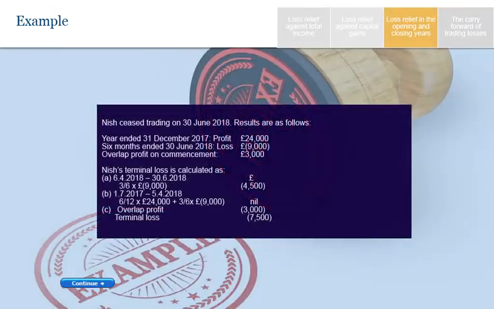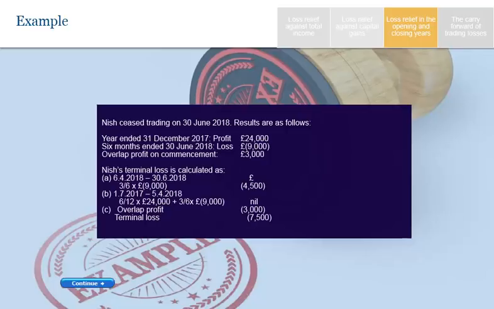This example hopefully will help and shows the calculation of the loss in its component parts, A and B. I've put C on the end, which is the inclusion of the overlap profit, but come back to that in a minute. In part A, the terminal loss is the part of it from the 6th of April to the date of cessation, the 30th of June. Again, time apportionment. And then the balance of those 12 months is part B.